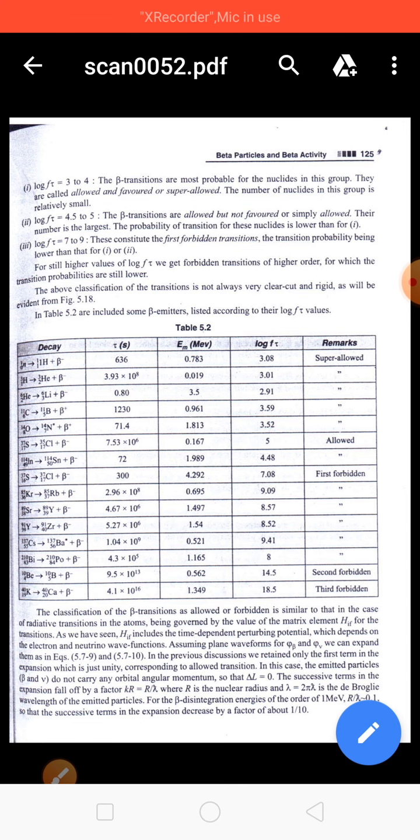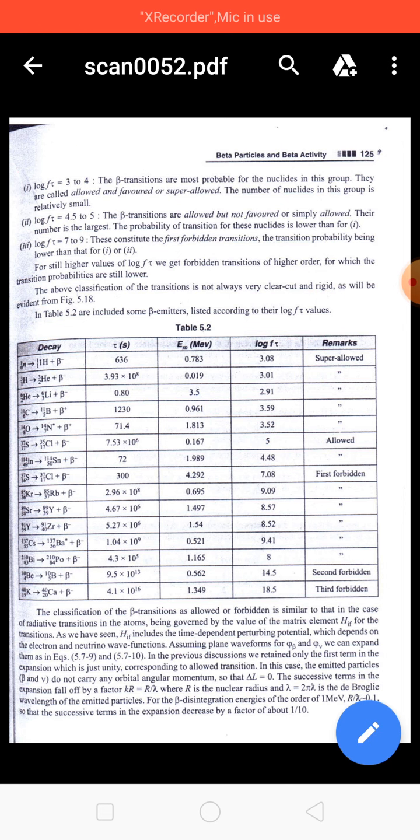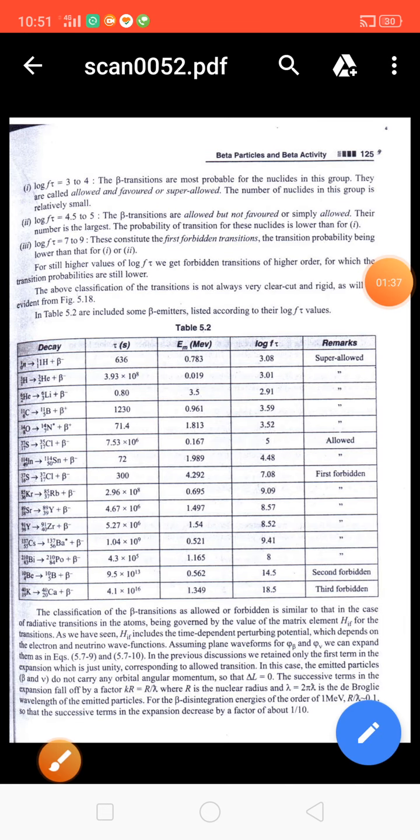So as you know, that is the log ft value. If the log ft value, for whatever decay element you take, tends to 3 to 4, then you can say super allowed. Then 4.5 to 5 is simply allowed. Greater than that, first forbidden, second forbidden, like that. Okay, now let us continue with the beta decay selection rules.